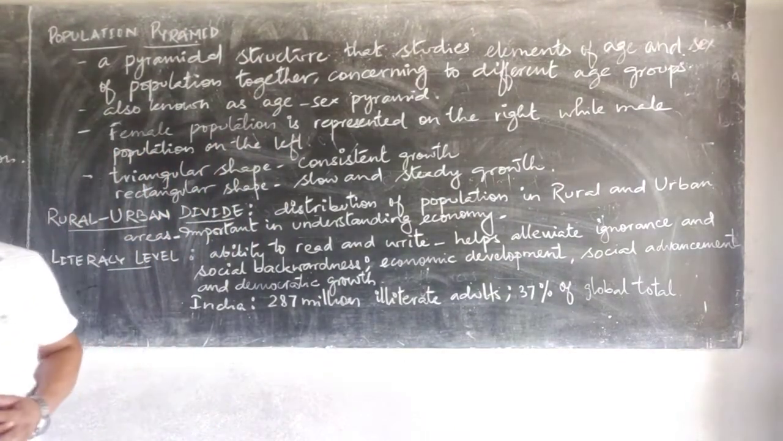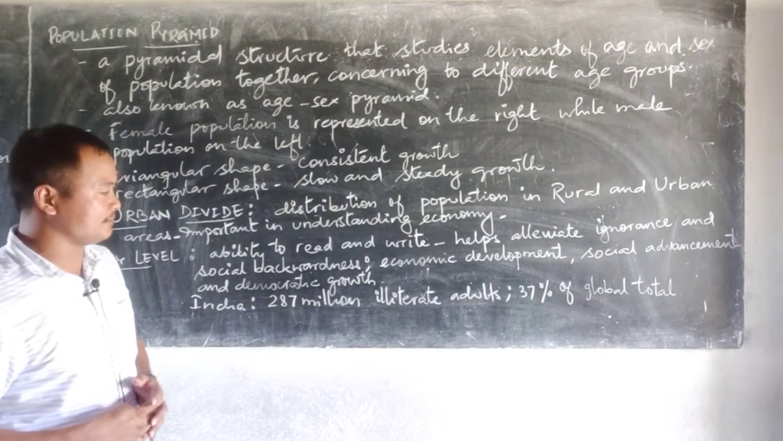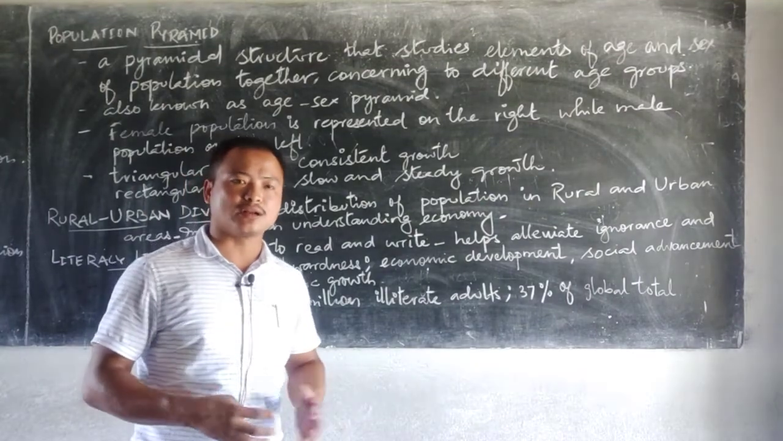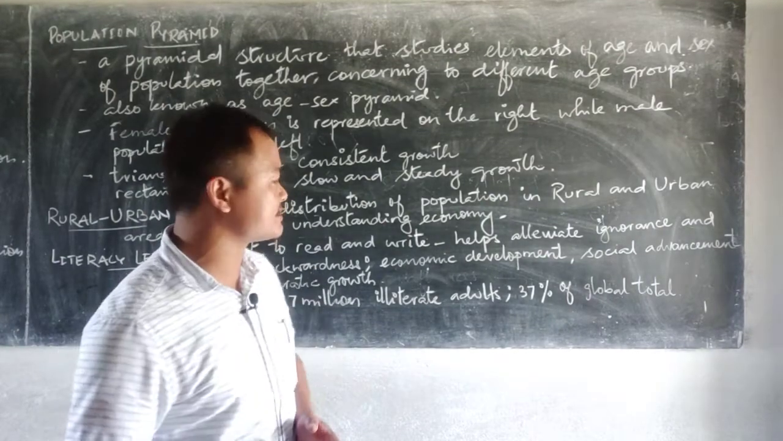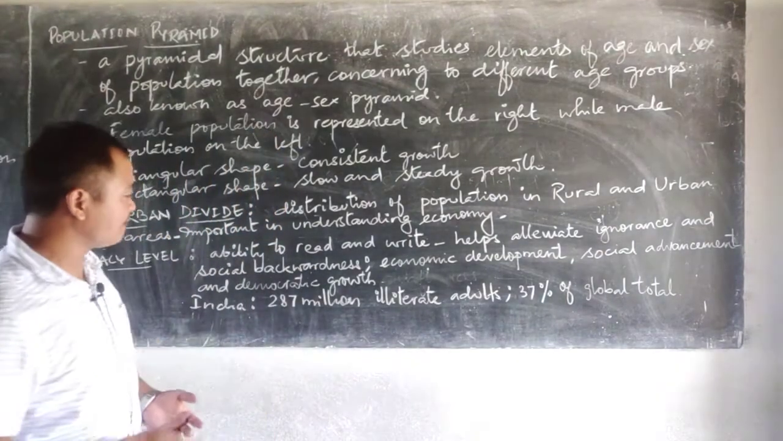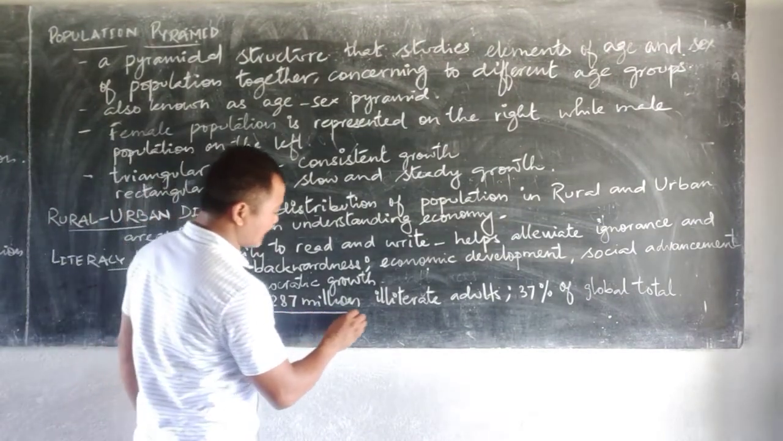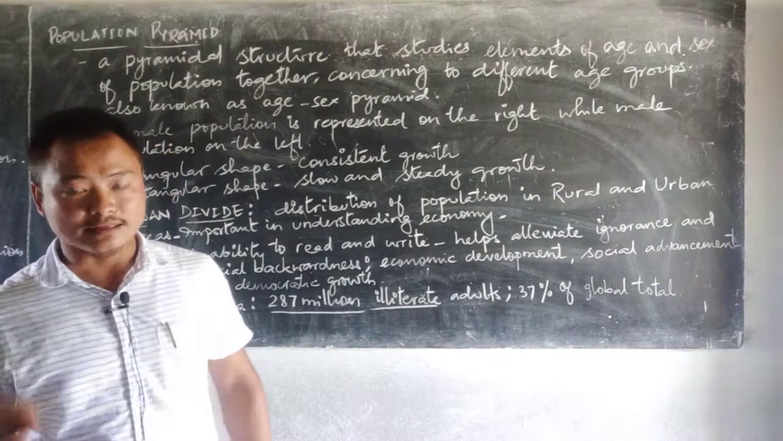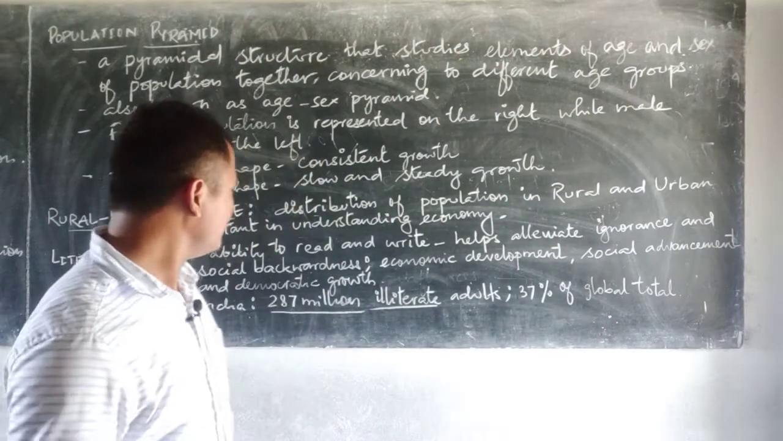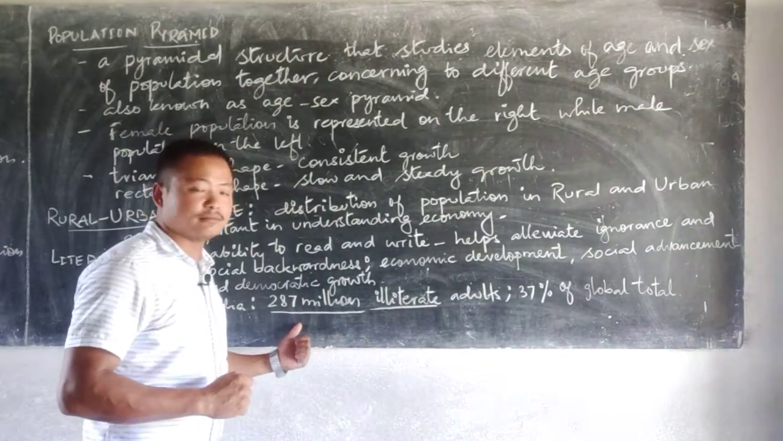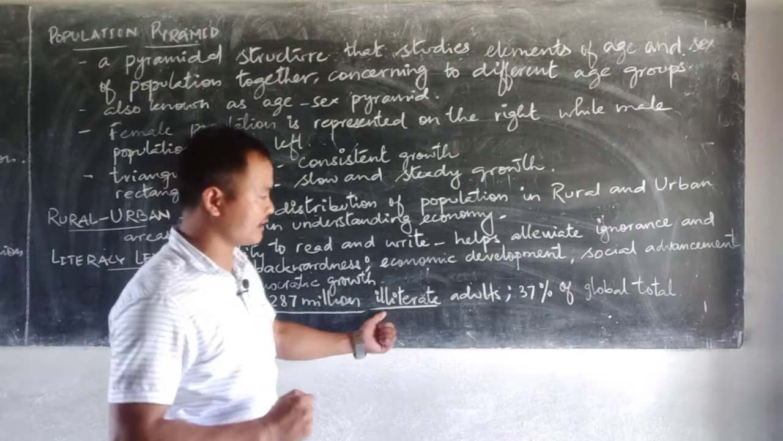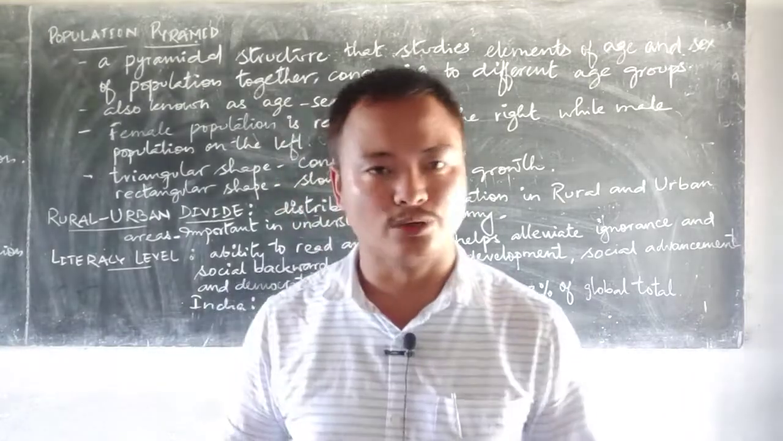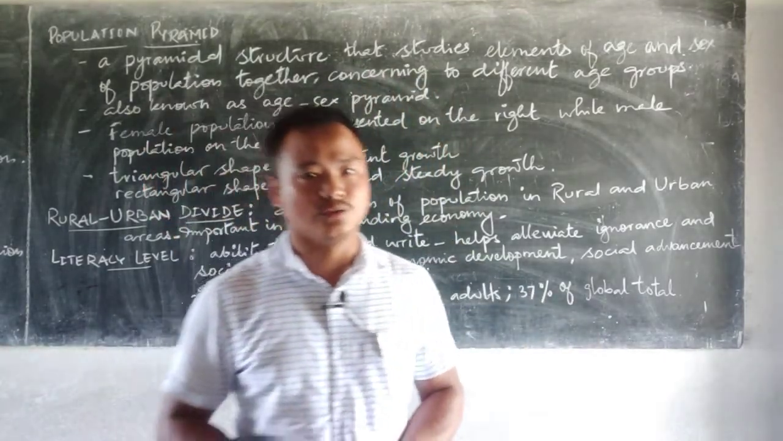In India, though it's not a developed state and most of the people reside in rural areas, near about 287 million adults, considering both male and female, are illiterate, which accounts for 37% of the total illiterate population of the world.